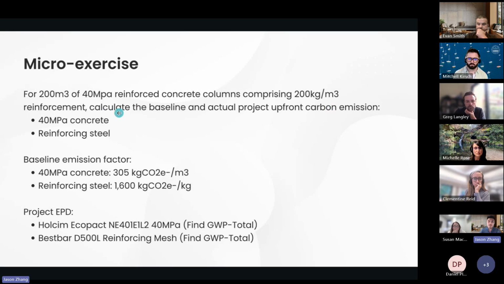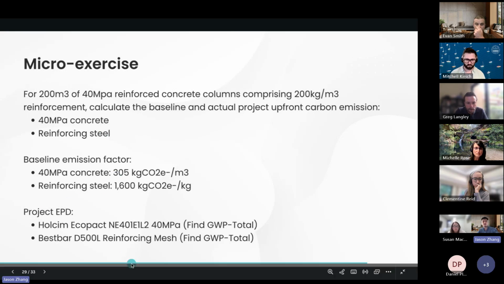Then we calculate both the baseline and actual project upfront carbon emissions. The first one is the 40 MPa concrete, and the second one is reinforcing steel. And this is the coefficient you can use for the baseline. For the project EPD, I'll send the EPDs in the group, and you need to go into the group, check the EPD and find the figure yourself. Once you've done it, you can populate the answer in the chat.